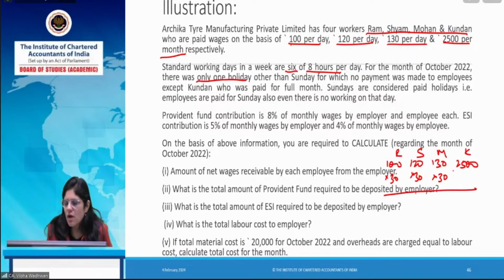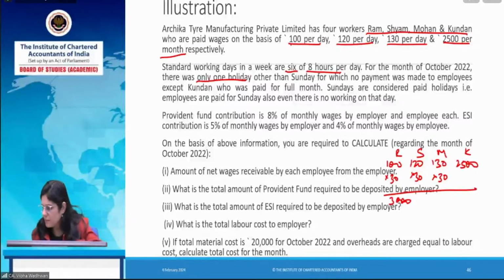Okay. So how much should be the salary? 3000 over here. 3000 for Ram. Please calculate quickly.